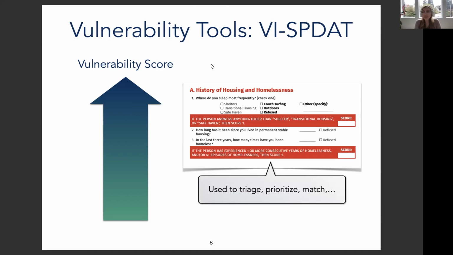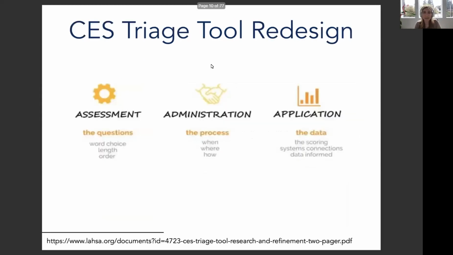And this survey, both the answers to the questions and the vulnerability score, are used to decide what services you will receive. They're used for triage, for prioritization, and so on. So now, back to our project with LASA.